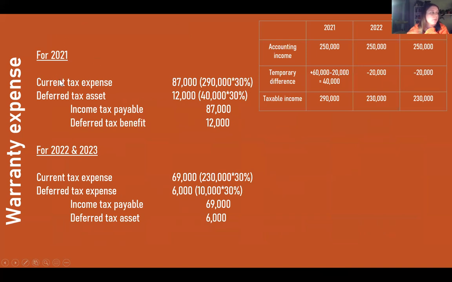So here for 2021, you have a deferred tax asset. You're paying more taxes this year, less taxes in future years. So it's the same amount, 12,000, so 40,000 times 30%. And then for 2022 and 2023, you're gonna reduce your tax asset by the temporary differences for those 2 years. So at the end of 2023, your tax asset account is at 0.